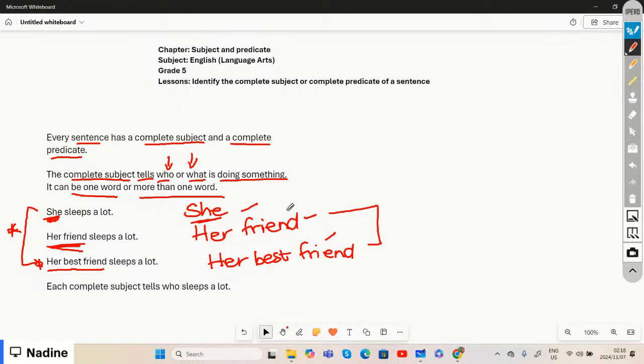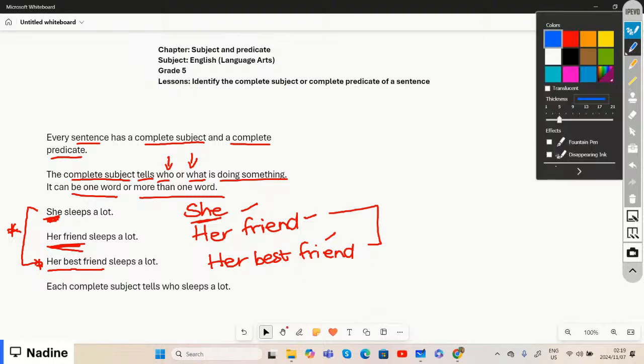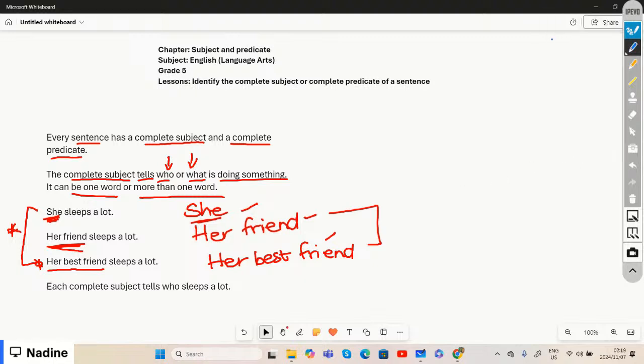So now the question is, what are they doing? It says she sleeps a lot. Her friend sleeps a lot. Her best friend sleeps a lot. What are they doing? What is the action or the predicate that they are doing?